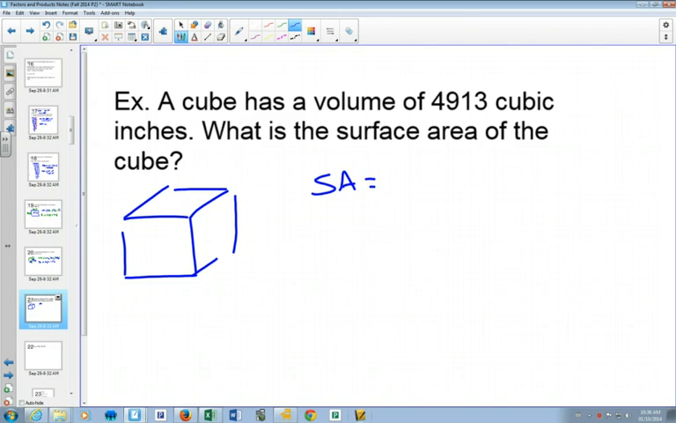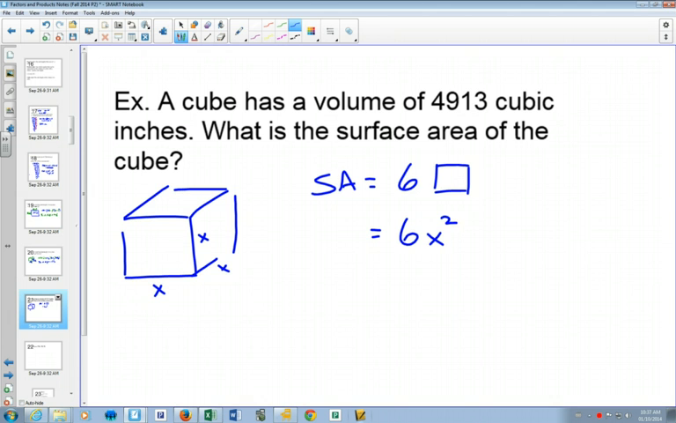Length times width will give me one of the squares, right? How many squares will there be in a surface area? Right? There's going to be 3 here and 3 on the back, so 6 squares. And those 6 squares are going to be length times width, but does it make sense that all of these sides are going to be the same? So the area of one square will be x times x, which is x squared. So this is what I need to figure out the surface area.